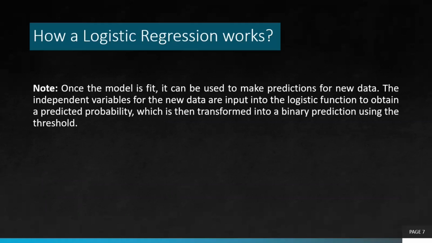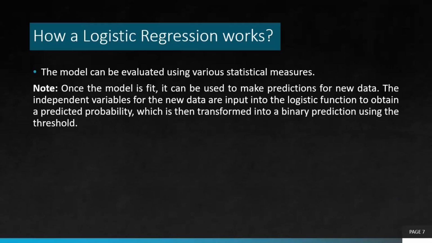Once the model is fit, it can be used to make predictions for new data. The independent variables for the new data are input to the logistic function to obtain a predicted probability, which is then transformed into a binary prediction using the threshold. And you can also evaluate your model using various statistical measures.